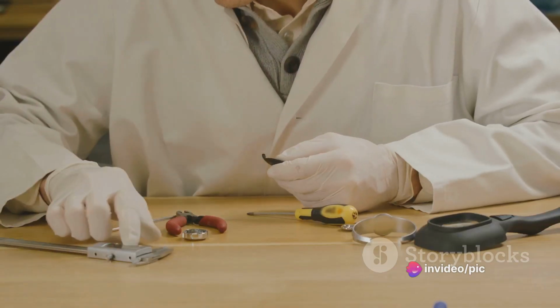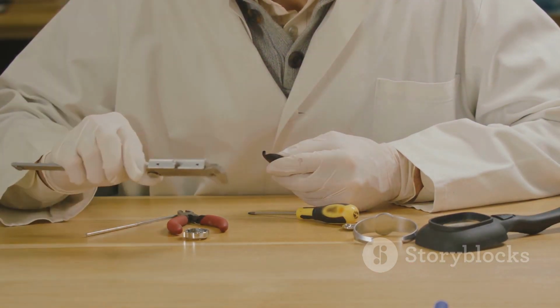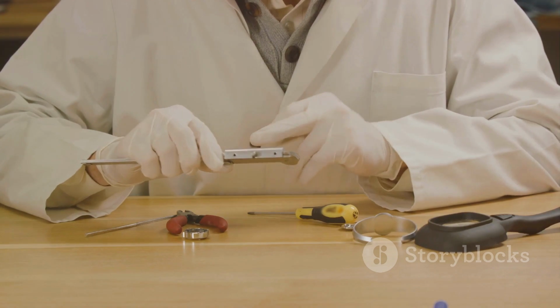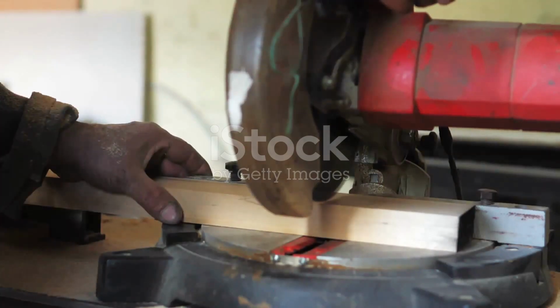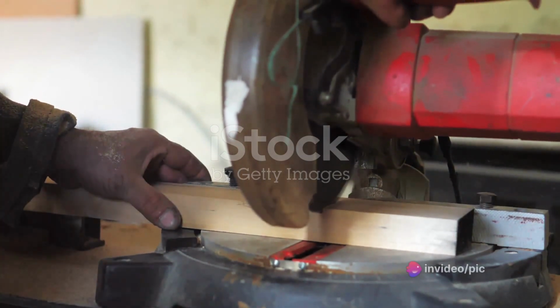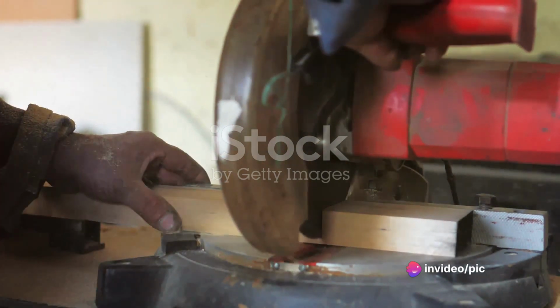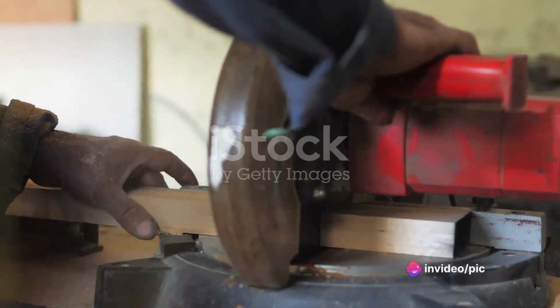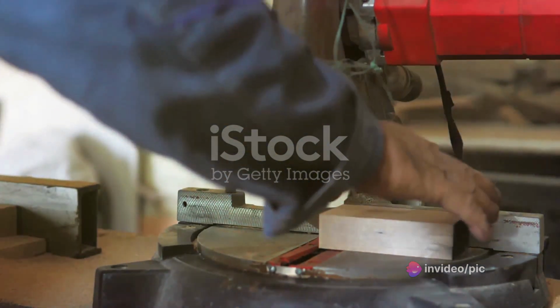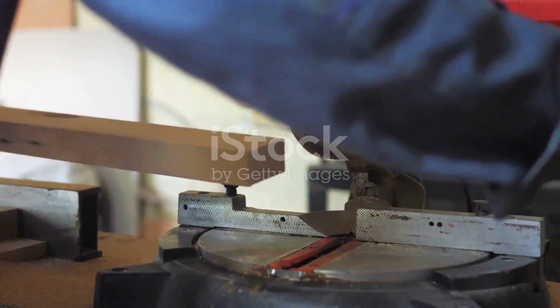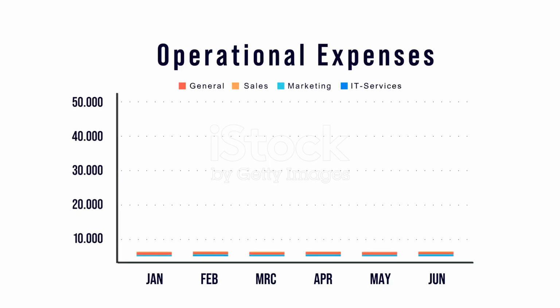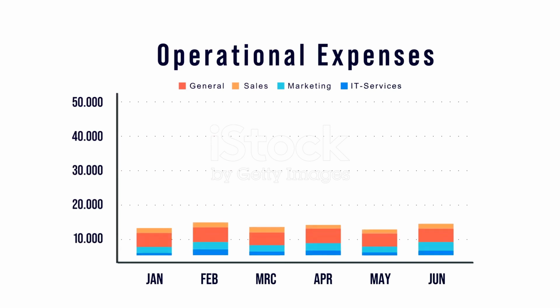Next, we consider the direct labor costs. This is the cost of the time spent by the craftsman to cut, shape, assemble, and finish each clock. If the craftsman spends 2 hours on each clock and earns 300 rupees per hour, the direct labor cost per clock is 600 rupees. In addition to these costs, we have overhead costs.